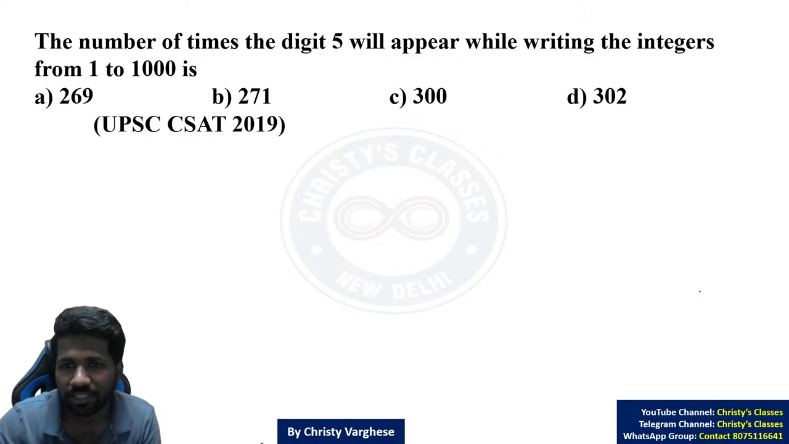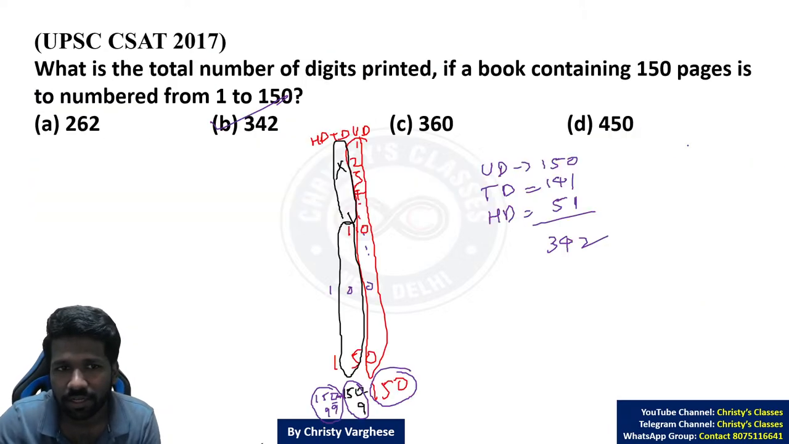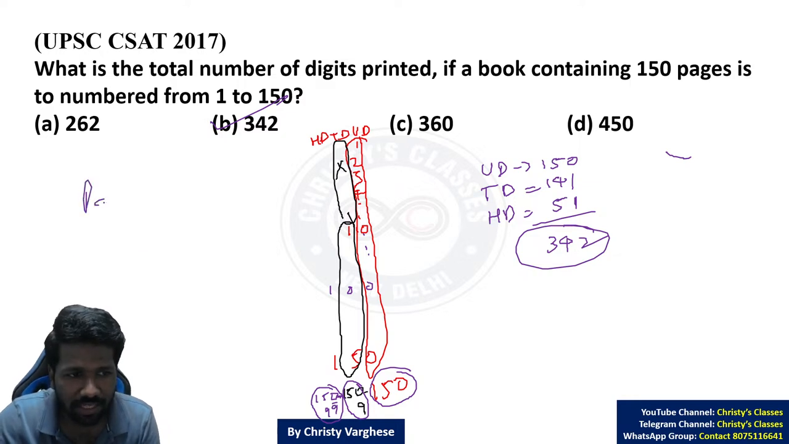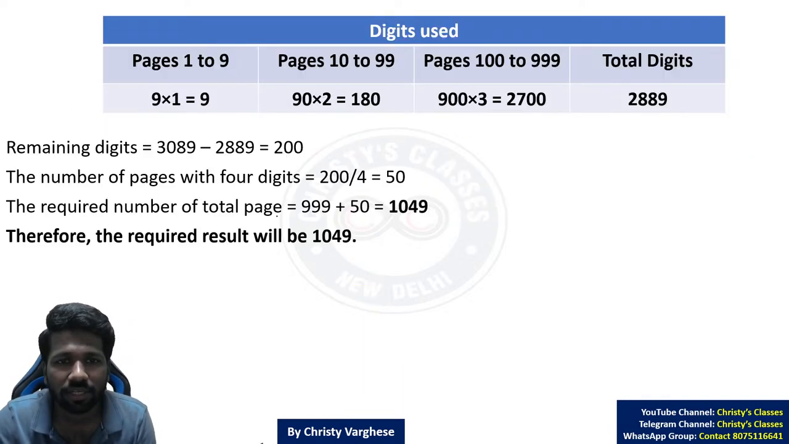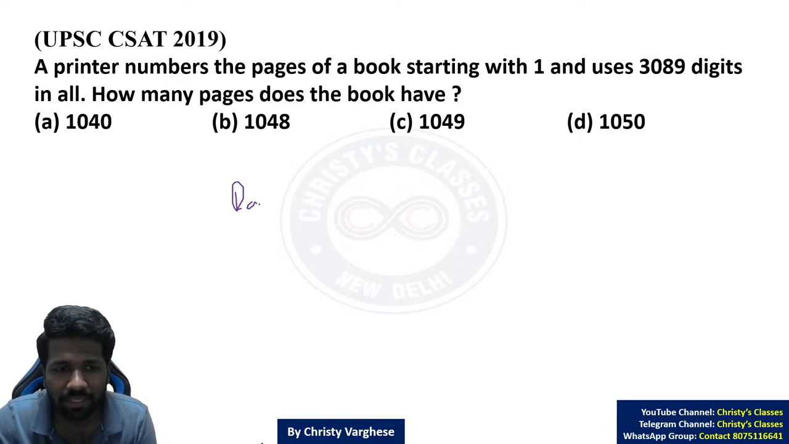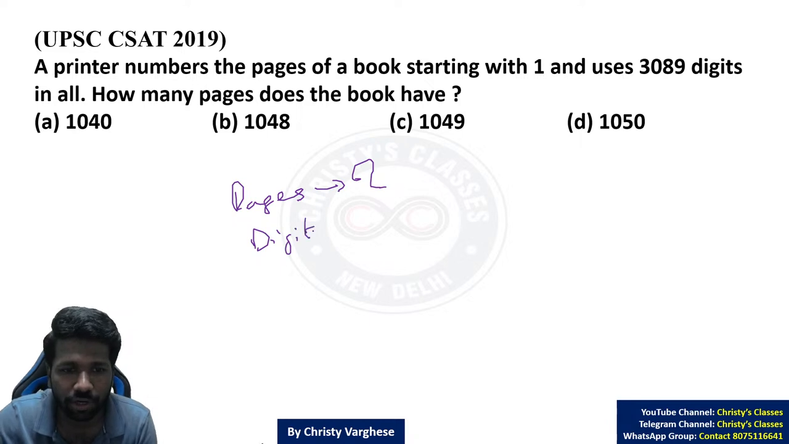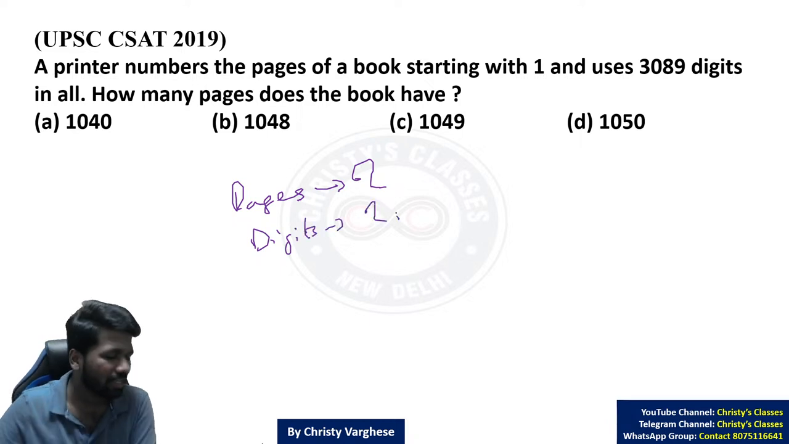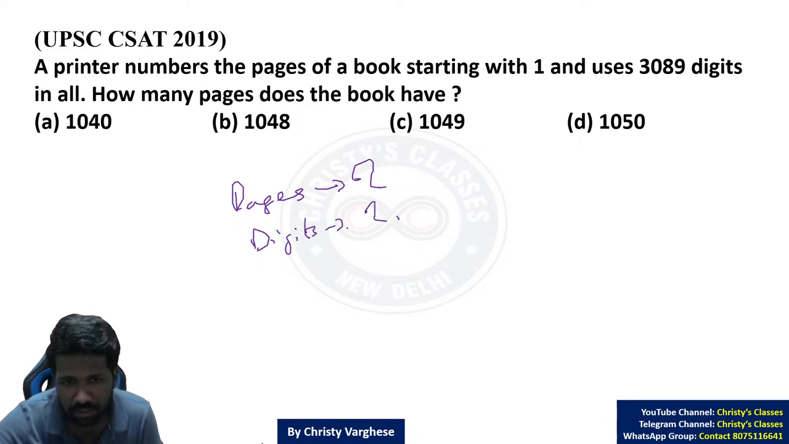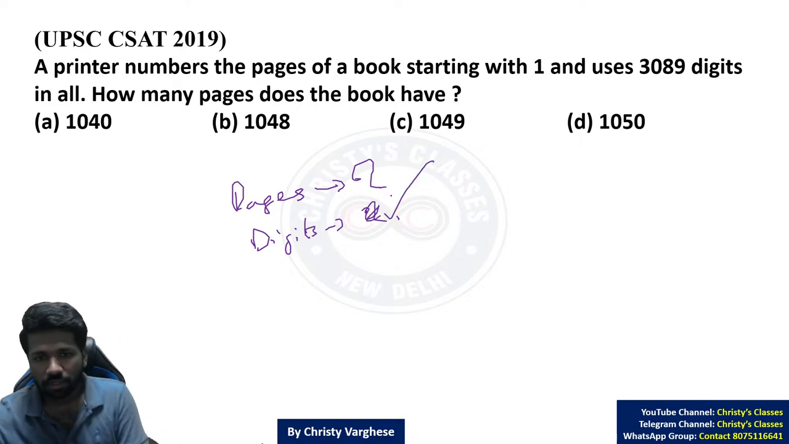Here, what is the difference? In the previous question, total number of digits was unknown. Pages was given, and digits was the required unknown. In this question, it is reversed. Pages is the required unknown, but total digits is known. So literally, it is the same question only. This is known. So how to do this?